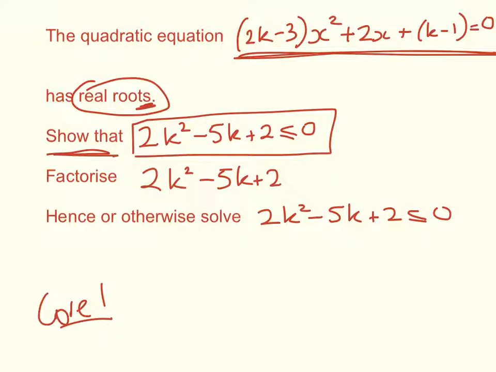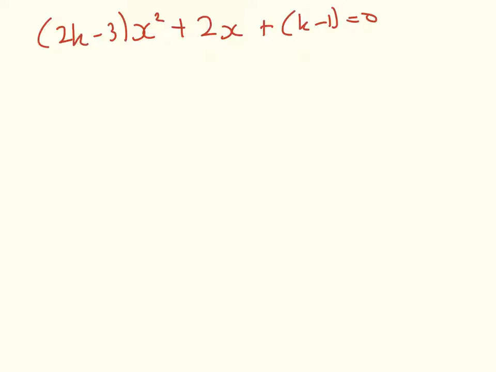As soon as you read the question, you should be thinking it's a discriminant problem, and I'm going to need to figure out values of the discriminant. Then we're asked to factorise that and then to solve an inequation. Alright, so let's just start by writing out again what we've got. We've got a nice clean quadratic already in the right order and equaling 0. So here we've got a equals 2k minus 3, b equals 2, and c is equal to k minus 1.